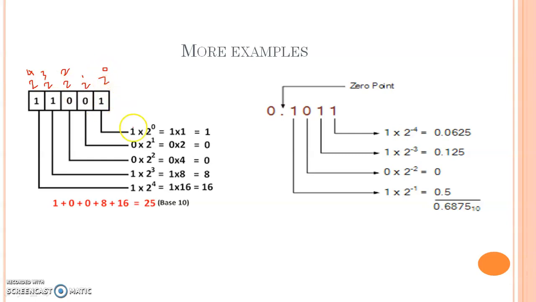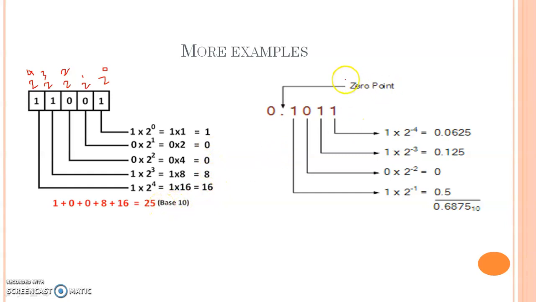So how will you find out the corresponding decimal value? 1 into 2 raised to 0, that is 1, plus 0 into 2 raised to 1, that is 0. 0 into 2 raised to 2, that is 0 into 4, that is 0. Then 1 into 2 raised to 3, that is 1 into 8, that is equal to 8. Then 1 into 2 raised to 4, that is 1 into 16, is equal to 16. So you can add up 1 plus 0 plus 0 plus 8 plus 16, which is equal to 25.